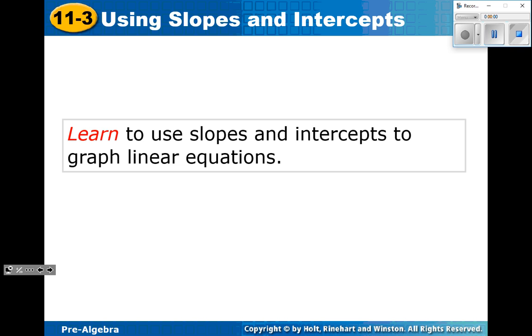This is Pre-Algebra, Lesson 11-3, using slopes and intercepts. What you're supposed to learn today is to use slopes and intercepts to graph linear equations.